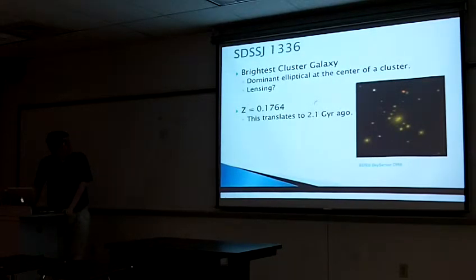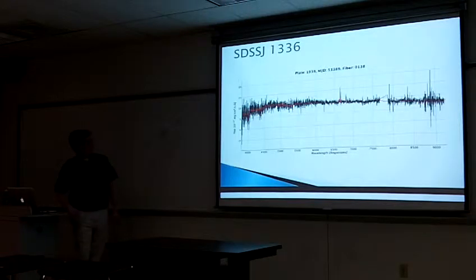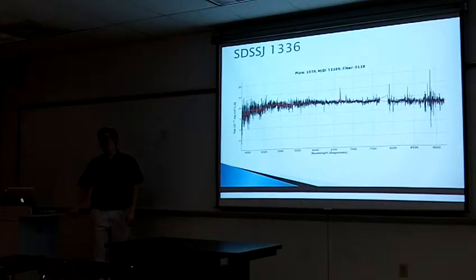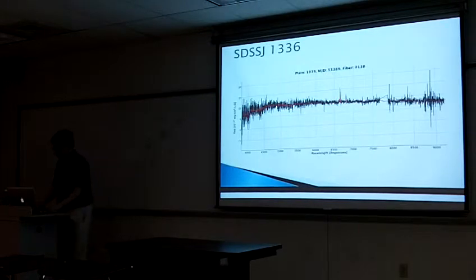Its Z is 0.1764. That's about 2.1 billion years ago. Now, when you recover a spectra from the Sloan Digital Sky Survey, what it'll have is the spectra with the best fit. And you'll notice that that is still kind of noisy. And when I looked into how they got this, that's actually after a lot of data reduction.